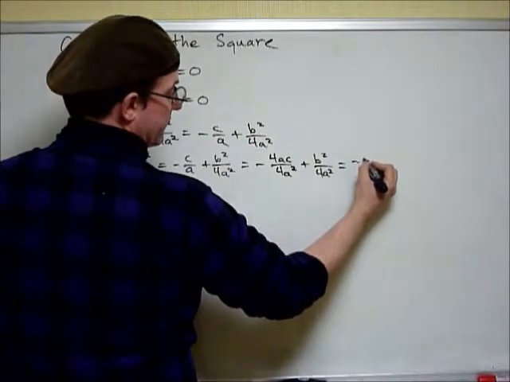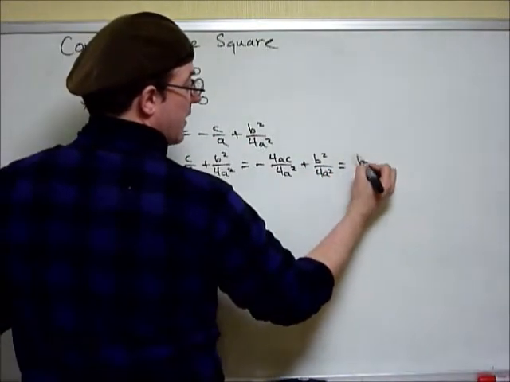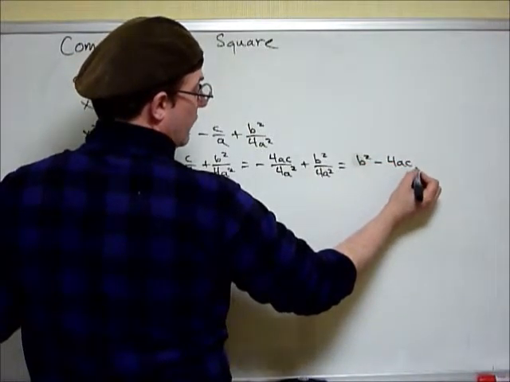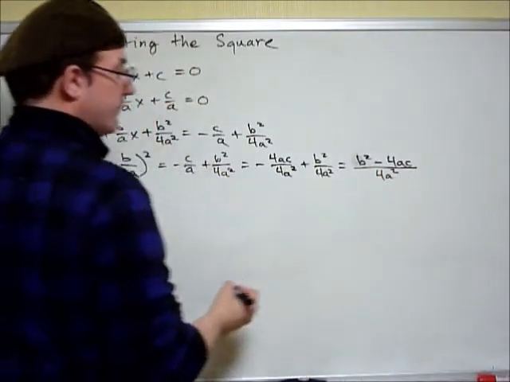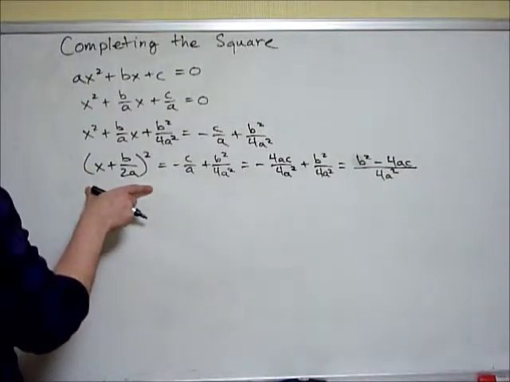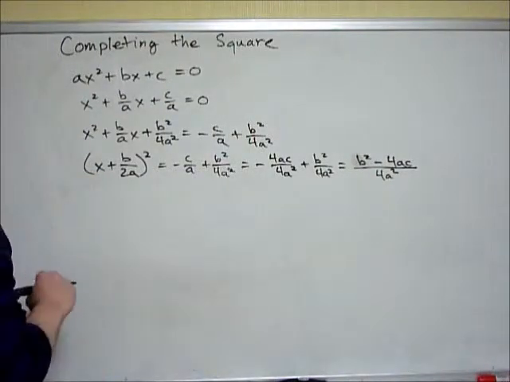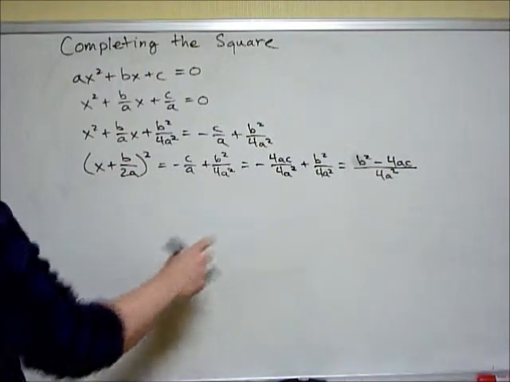negative, well, let's switch this around, save some ink. B squared minus 4ac over 4a squared. Yeah? And that's all equal to this square that I completed all by myself. Now, what I want to do is get rid of this exponent. So I'm going to take the square root of both sides.